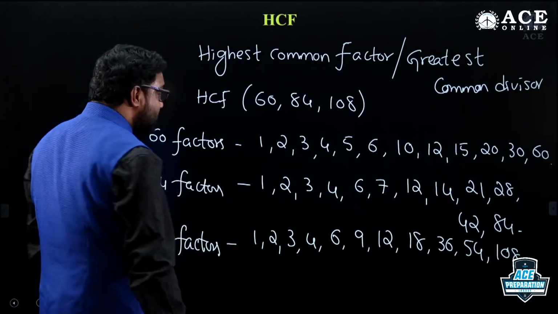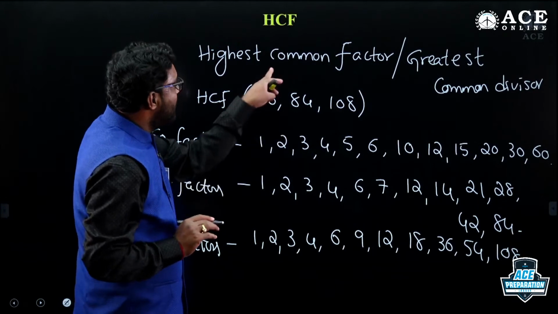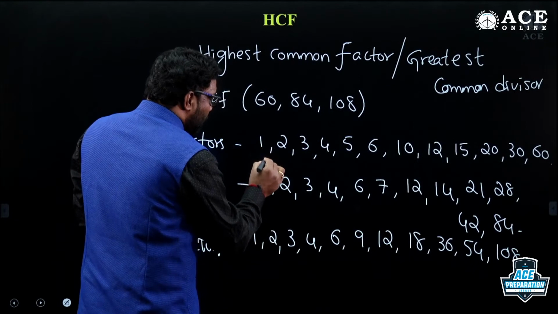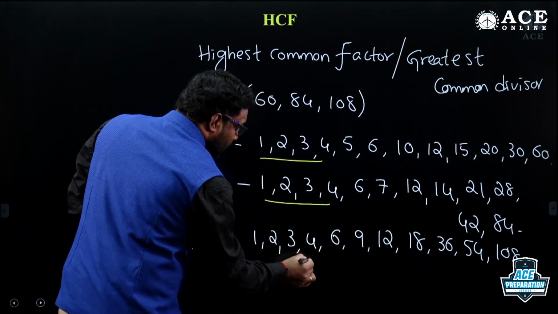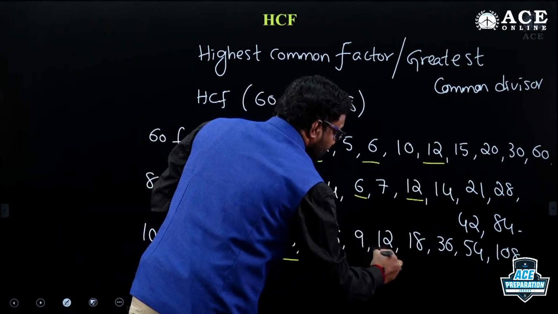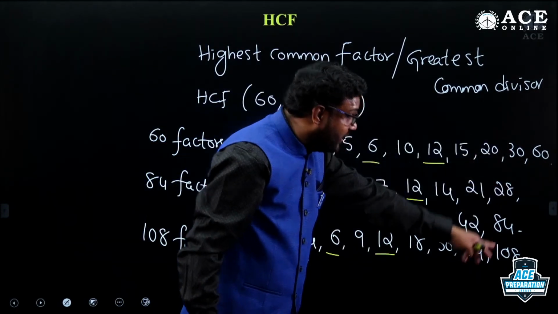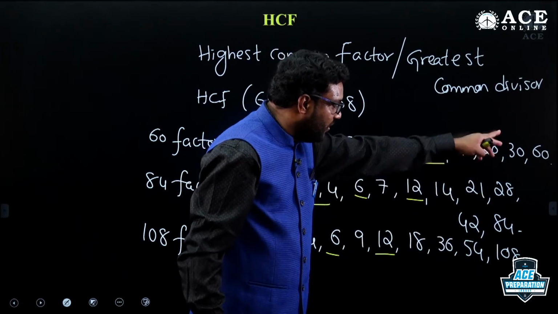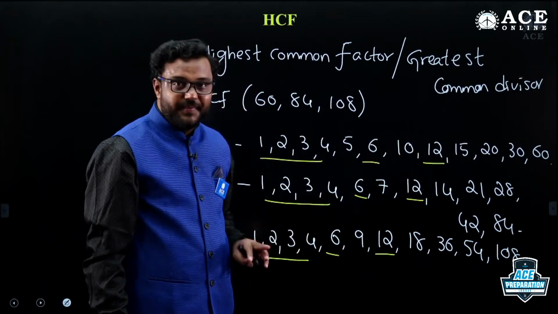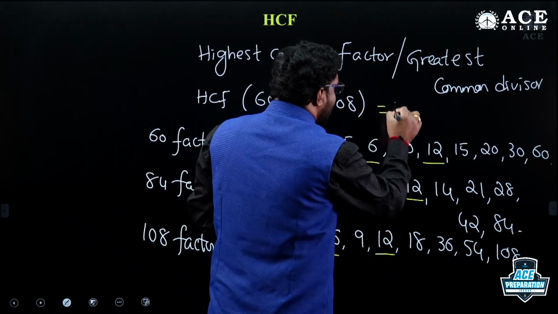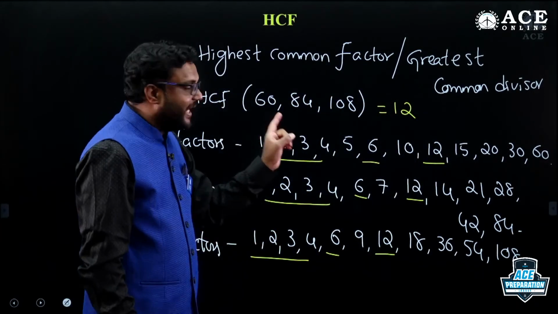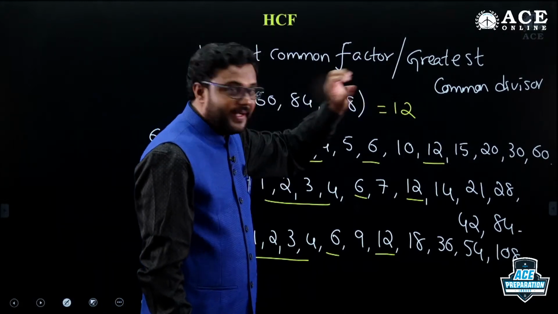But guys, first, what are the common factors? Common factors are common divisors. 1, 2, 3, 4 are in all of them; 6 is one of the common factors, and 12 is one of the common factors. After that, there are no common factors in all three. It may be available in two numbers, but in all three, the next common factor is nothing. The highest common factor is 12 here. So we write highest common factor is 12, or greatest common divisor is 12. HCF for 60, 84 and 108, finally we got 12, my dear friends.